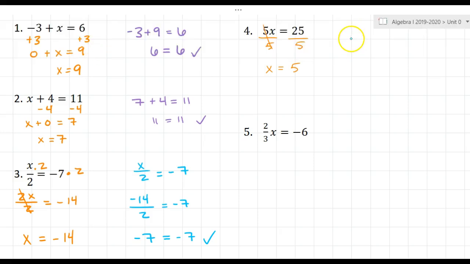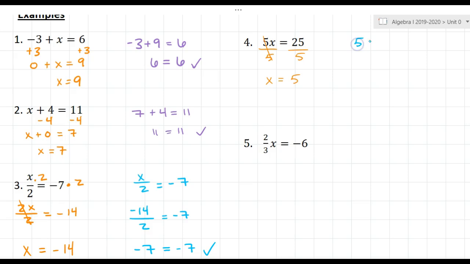If we check that, the original equation is 5x equals 25. I'm going to replace this x with the x I just got, which is 5. 5 times 5 is 25. So I have 25 equals 25. I have a balanced equation.